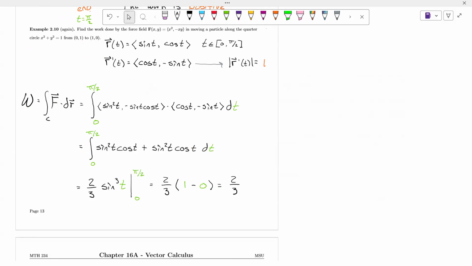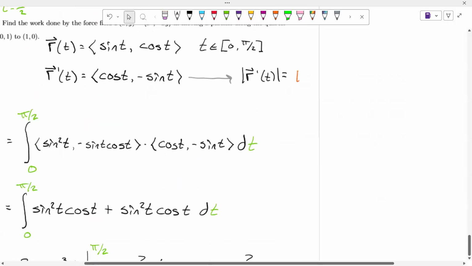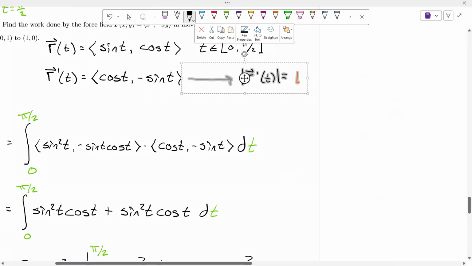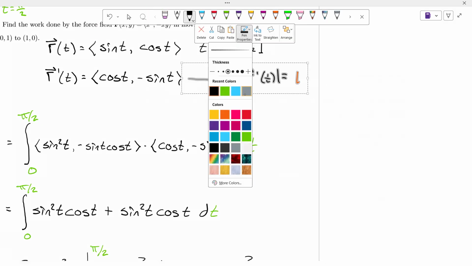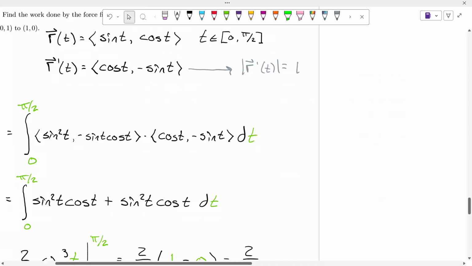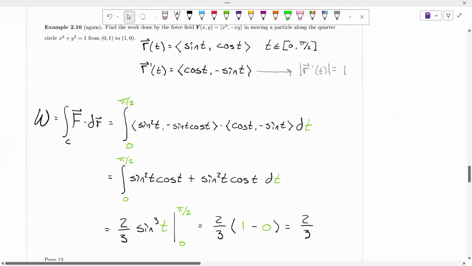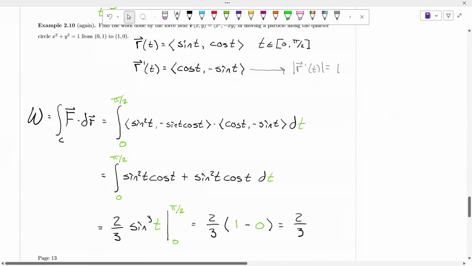Also, I kind of alluded to it earlier. I never actually used this magnitude, right? The r prime of t having a magnitude of 1, that didn't come up when I integrated a field because I just ended up taking the dot product with the tangent vector directly instead of needing its magnitude. So I mostly just put that on there to emphasize that we don't need the magnitude when we're doing field integrals.